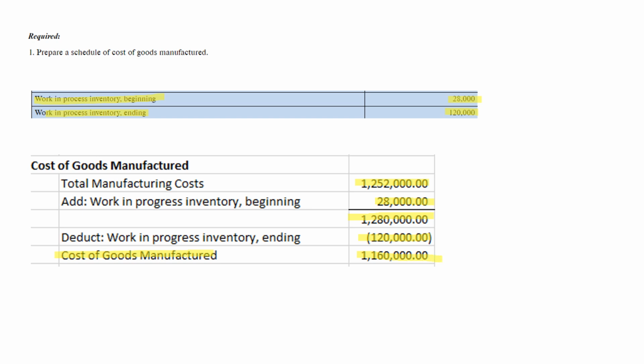So we found all the costs that we actually manufactured this period. We added in all the manufacturing costs related to the work in progress we already had started at the beginning. So we got our 1.28 million. And then to figure out how much we actually manufactured, and what we mean by actually manufactured is what actually got finished during this period, we take away our ending to get our 1.16 million.